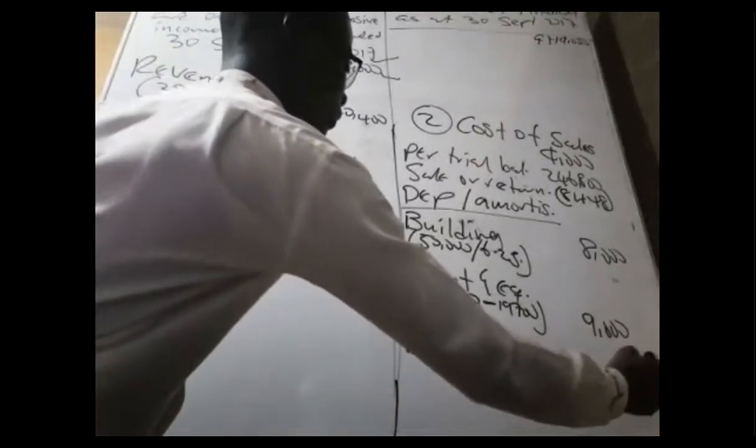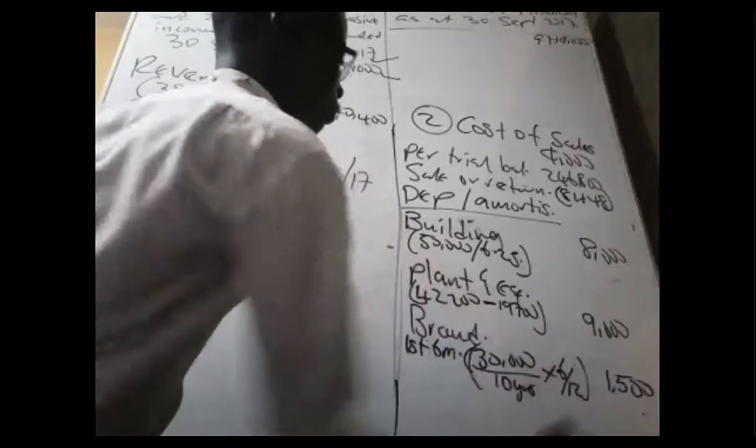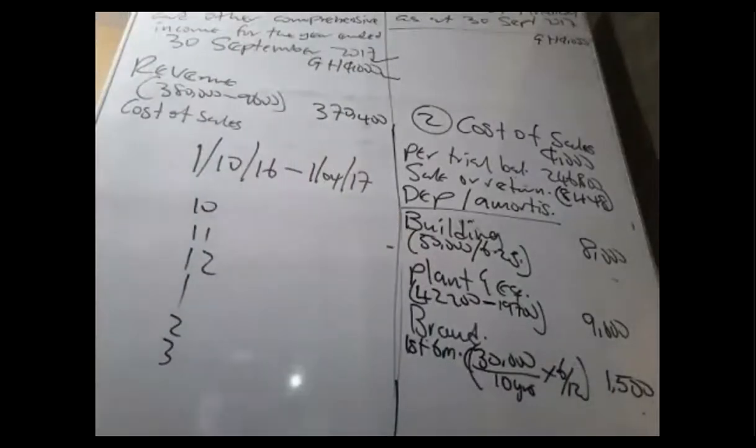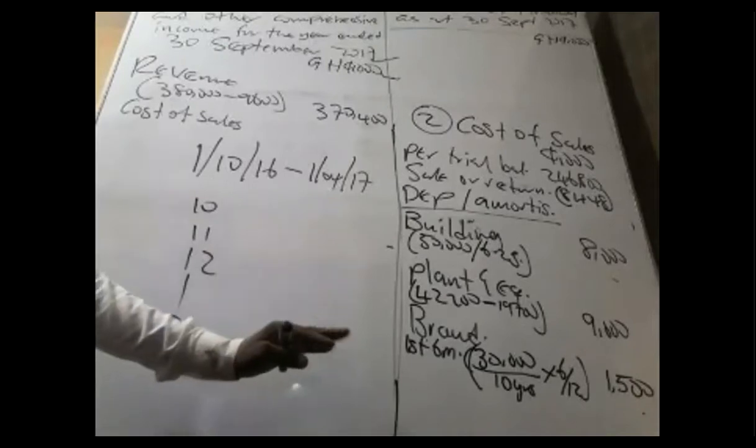So can you put in 1,500? Agreed. Can you put in 1,500? Now, we are done. We are done. But there was impairment.